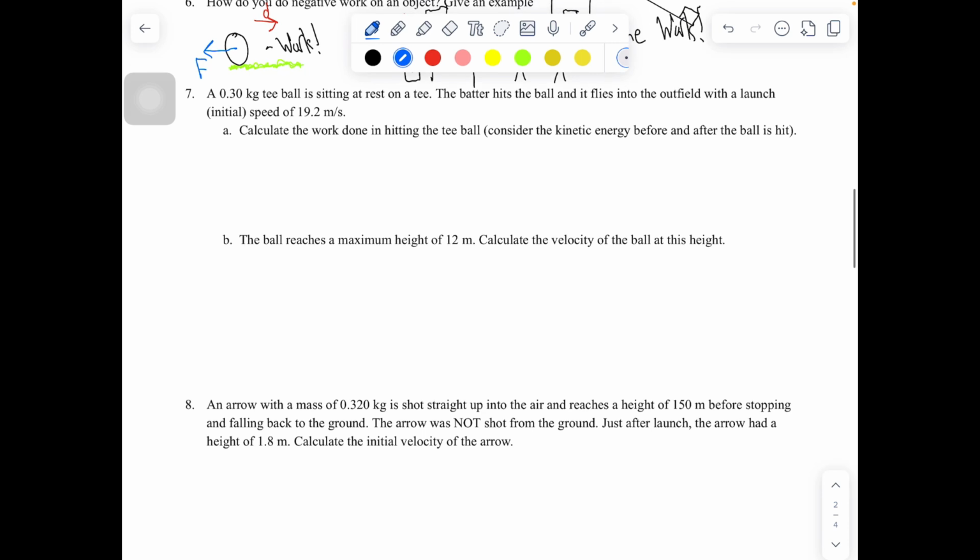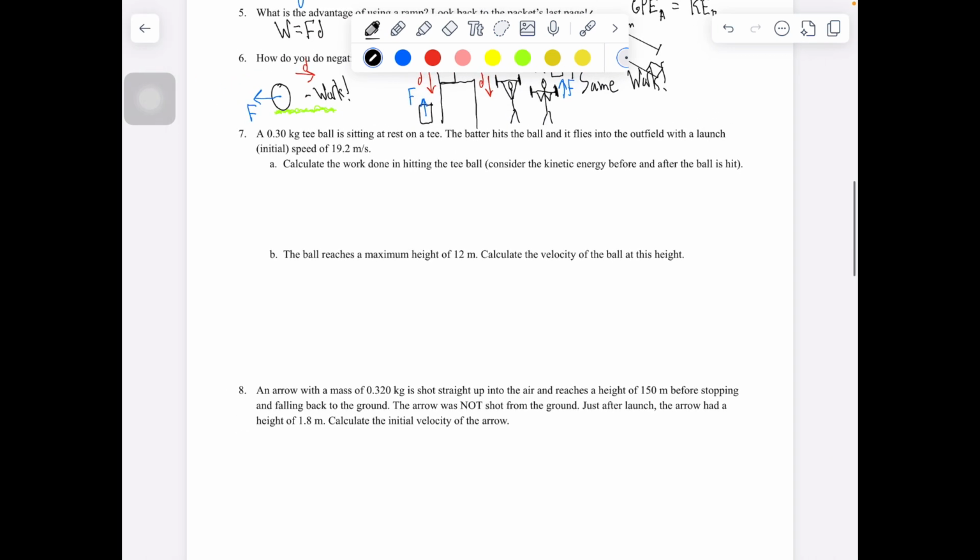Let's look at number 7. A 0.3 kilogram T-ball is sitting at rest on a tee. The batter hits the ball and it flies into the outfield with a launch speed of 19.2 meters per second. Calculate the work done in hitting the T-ball. Consider the kinetic energy before and after the ball is hit. Okay, so we have a little hint there. What we want to do is use our equation for work being the change in total mechanical energy.